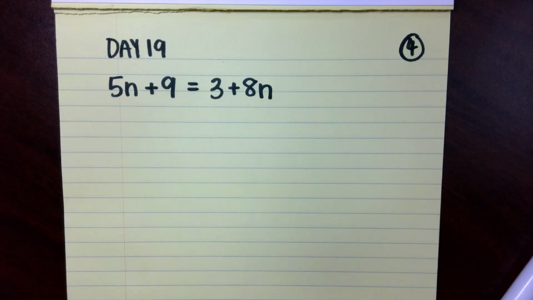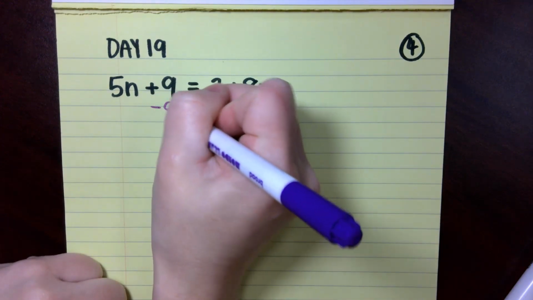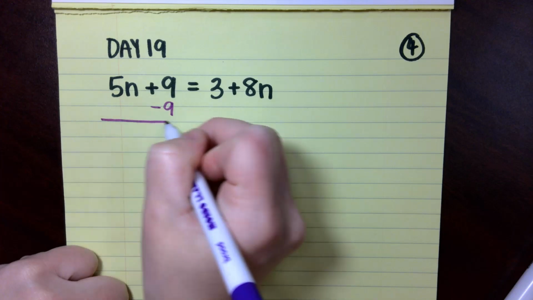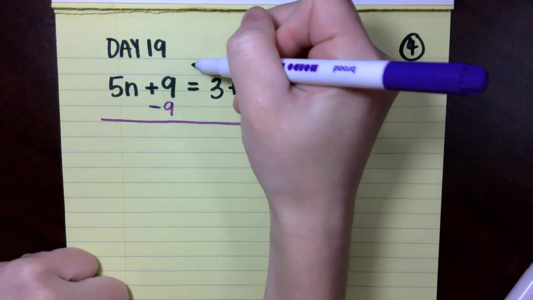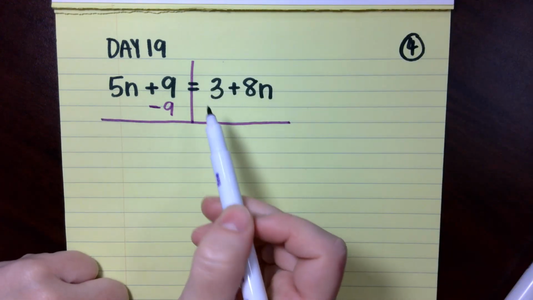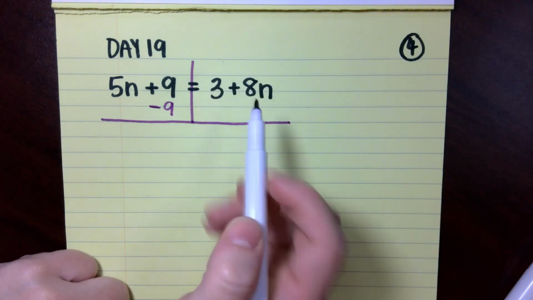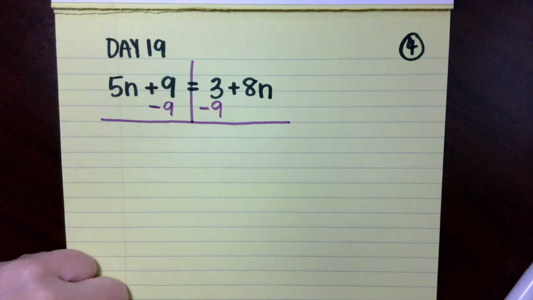What do you guys think that we should do first? Yeah, sure. Let's get rid of the 9. Why not? Minus 9. And where else am I subtracting 9? Yes. So here's my sides of my equation, and my two options are either 3 or 8n. And 3 and -9, those are like terms, so we're going to do it under there.